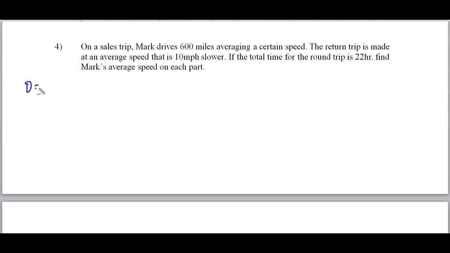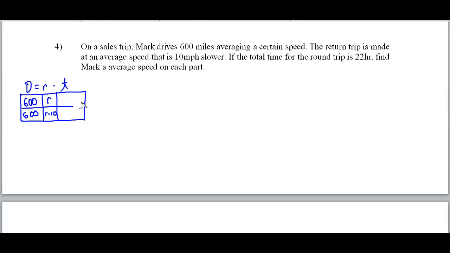Okay, so distance equals rate times time, and it looks like Mark is going 600 miles averaging a certain speed. Well, I have no idea how fast that is, so I'm just going to put 600 in the chart here. Now, a return trip is made, so it's going to be the same distance because we're assuming the trip is not going to change, and his speed is 10 miles per hour slower. So this is his initial rate, r, and now his new rate is r minus 10.